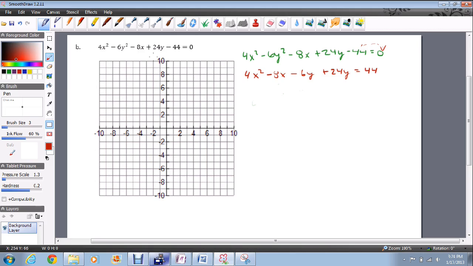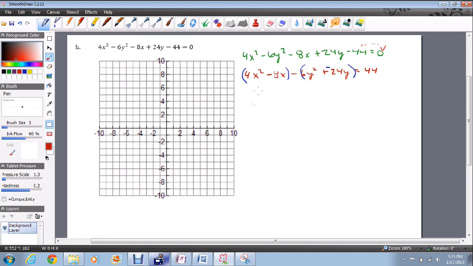From here, I'm going to go ahead and group my x's and y's. And remember, when I put those parentheses around there, it's going to change the signs of what's inside the parentheses. So I need to make sure that I change this term here to a negative. I'm going to continue by setting up my completing the square step. So I'm going to factor out the coefficients of each squared term. Oh, and I forgot the square for the y here. Sorry about that.